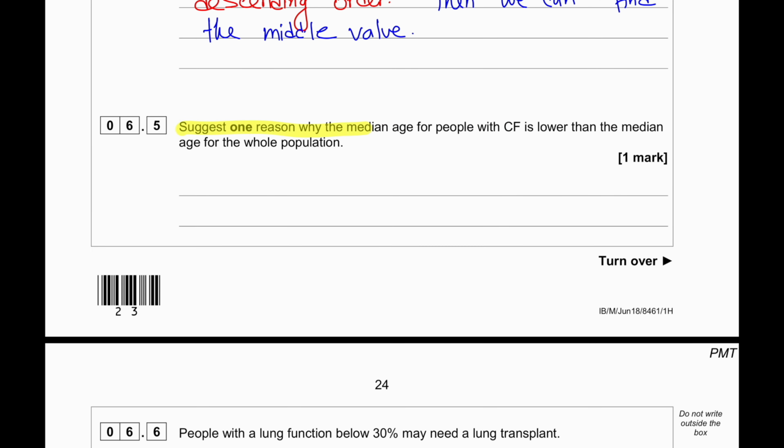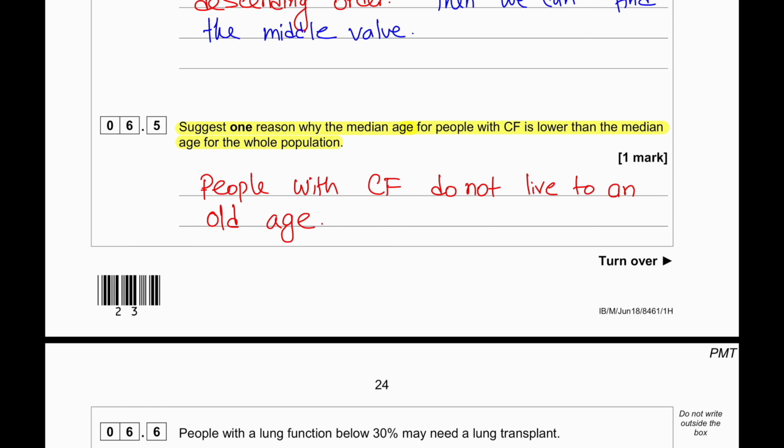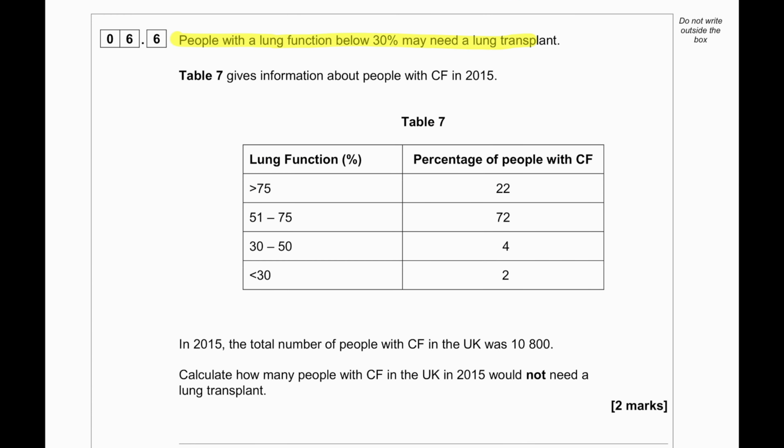Suggest one reason why the median age for people with CF is lower than the median age for the whole population. People with cystic fibrosis aren't able to live to an old age. People with a lung function below 30% may need a lung transplant.